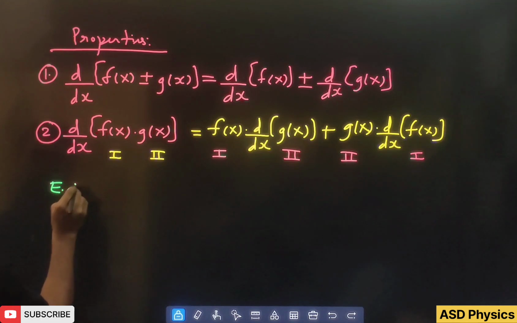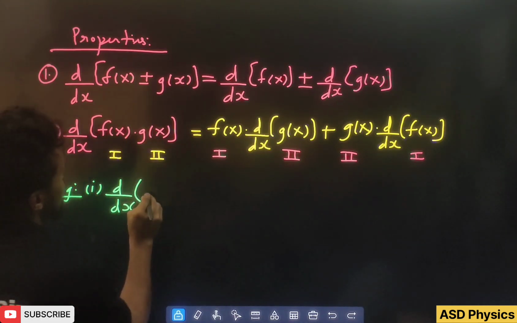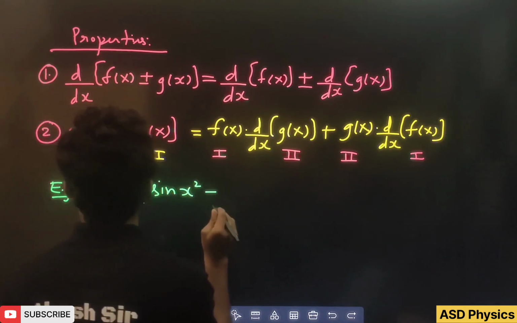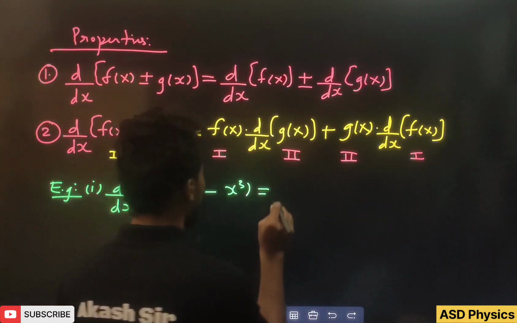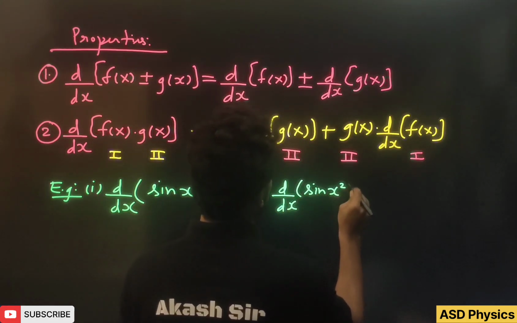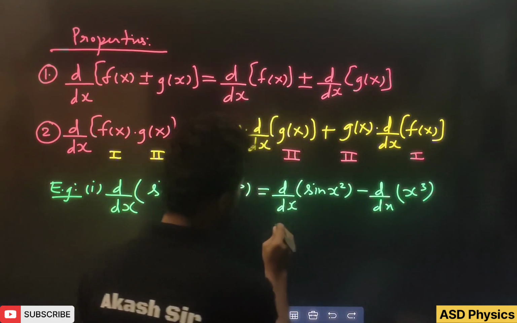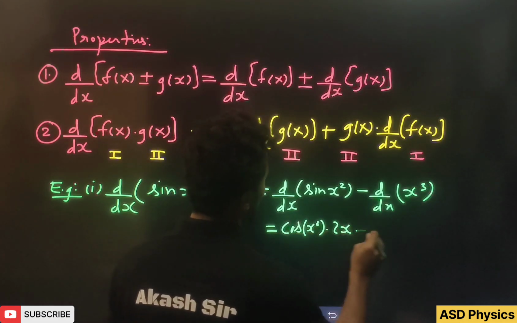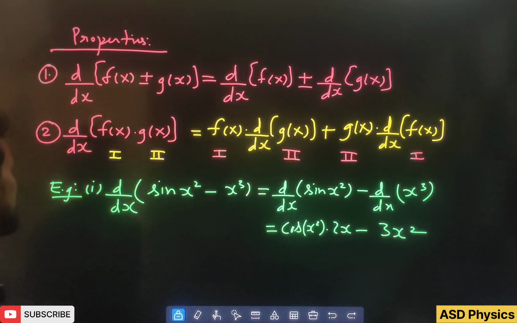If I talk about some examples, the first example I have taken is d by dx of sine x square minus x cube. We can make it into two parts. We can separate it, since d by dx will always be 2 parts. Remember that. It becomes d by dx of sine x square minus d by dx of x cube. Sine x square, by the chain rule, gives cos x square into 2x, minus the differentiation of x cube, which is 3x square. So in this way we can do it.